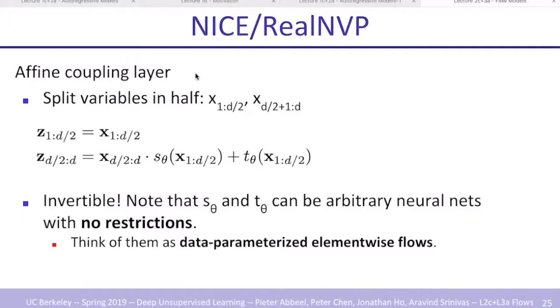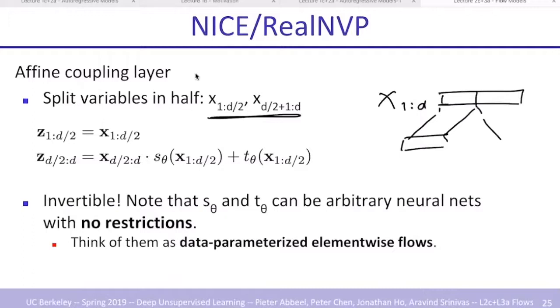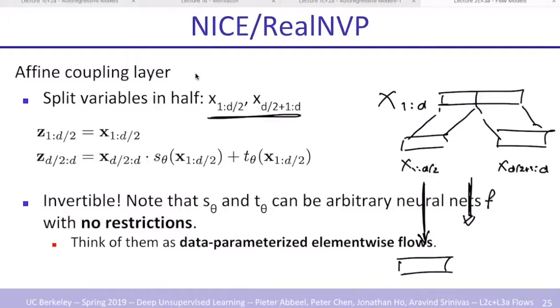The approach goes like this. We have our input, x1 all the way to xd, a d-dimensional input. We're going to split it into two parts: the first part, x1 to x d over 2, and the second part, x d over 2 plus 1 to xd. The function f that we apply will map the first part to itself. We're not going to change it. We're just going to leave it as it is, so z1 to d over 2 equals x1 to d over 2.